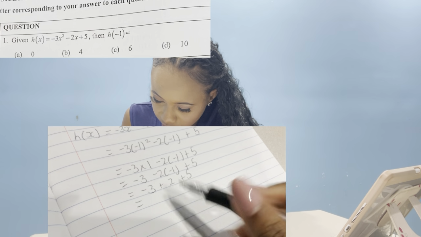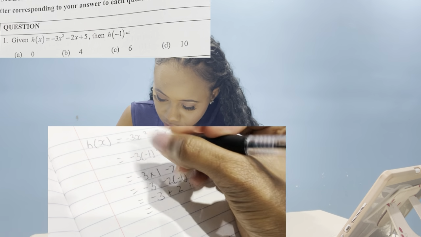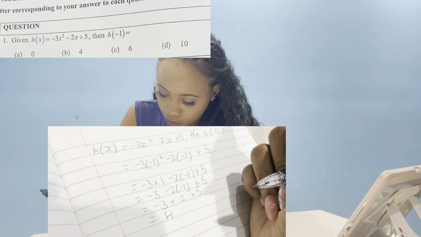Now we can just simplify this. 2 plus 5 is just 7. 7 minus 3 is 4. So our answer for that question was B, 4. Okay? Very simple. And if you're not familiar with the question and that was a challenge, ask ChatGPT for an answer. And keep practicing it until you're familiar with it. Okay? So let's move on to a different question.